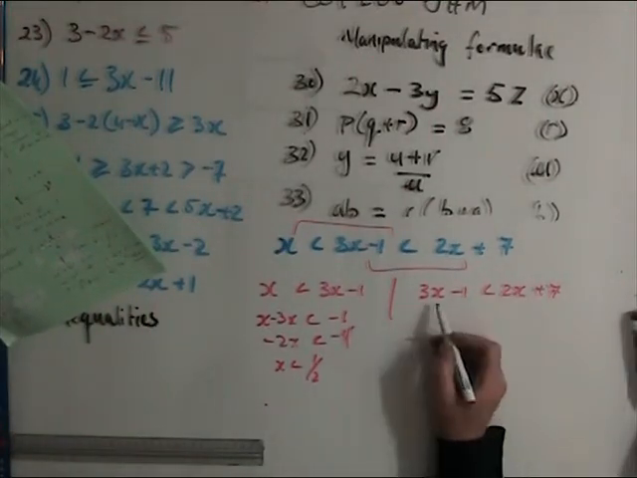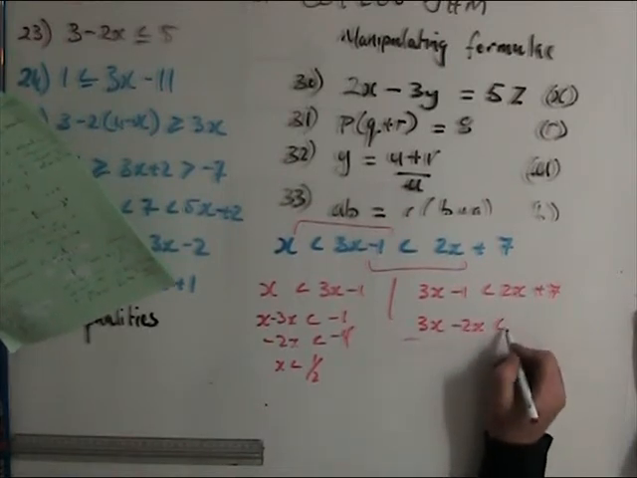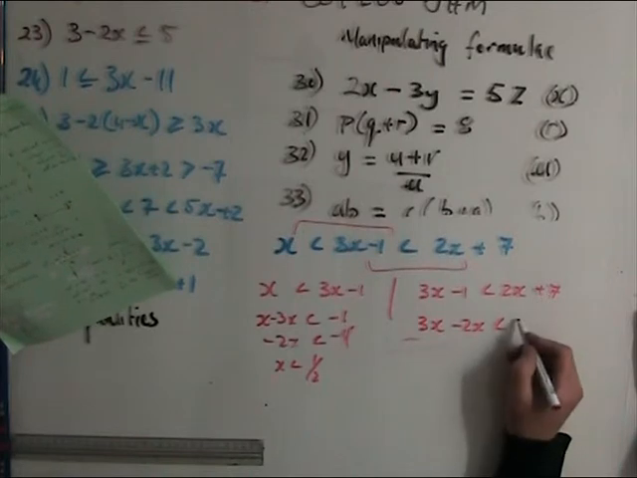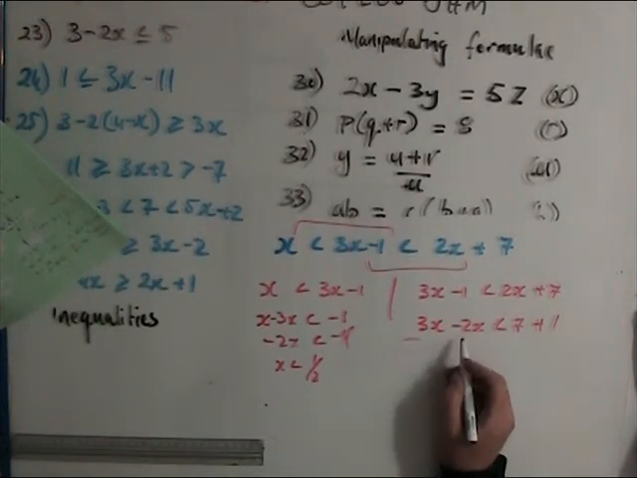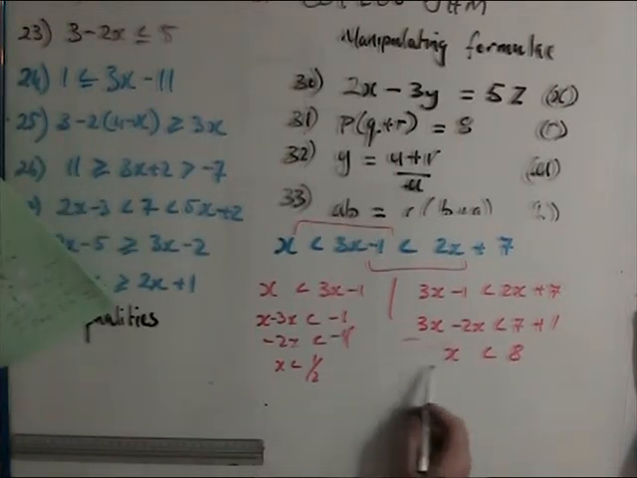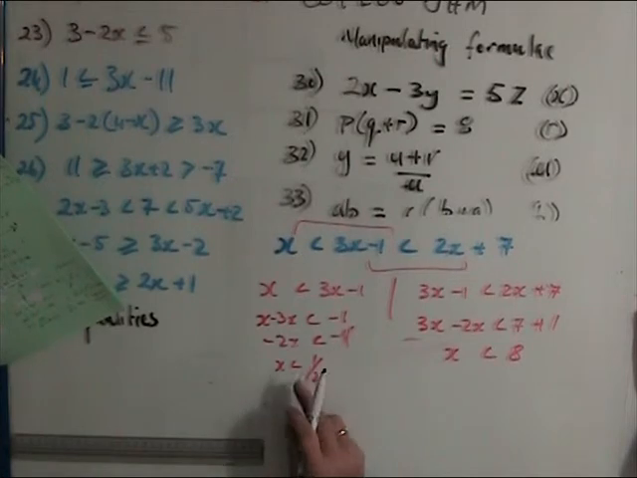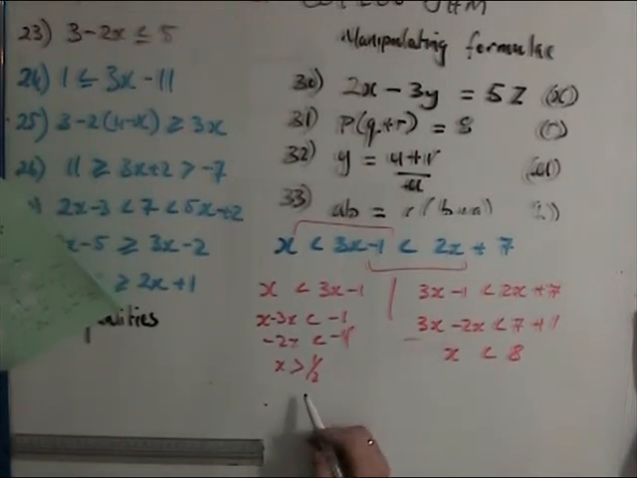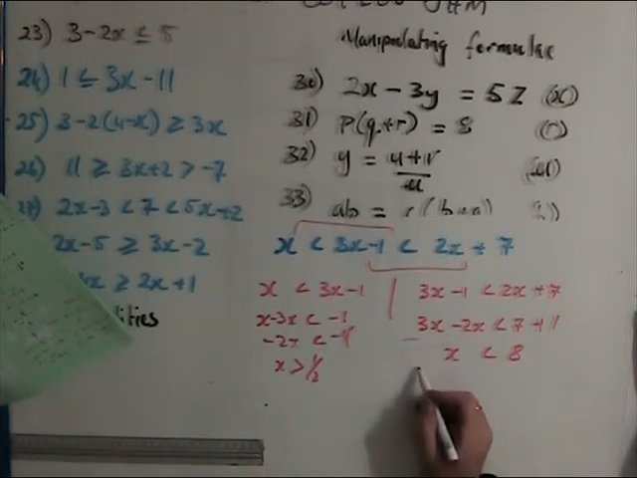So we've got this equation, you can bring the x's together, 3x minus 2x is less than, didn't change the direction, 7 minus 1 becomes plus 1. So it's a normal equation here. So we got 3x minus 2x is x, x is less than 8. You see that we didn't change the direction of this sign, because we didn't divide across by a minus. So x is less than 8 and it's greater than a half.